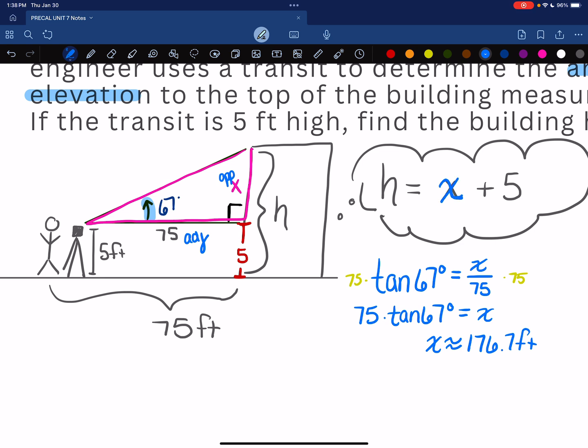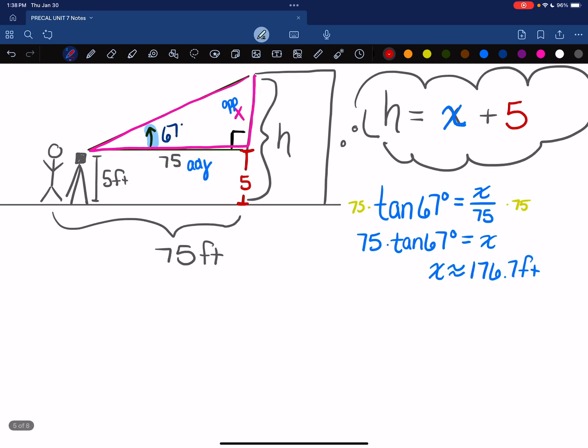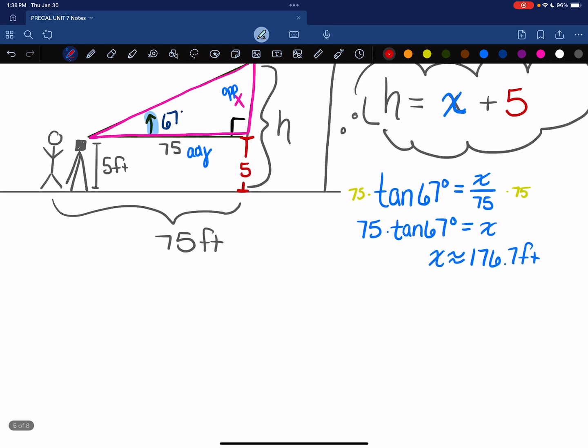Now that is just x. But what do we need to do to that? We need to add 5 to it because that transit was taking a measurement 5 feet above the ground. And x is only starting at the height of the transit and going up. So the height of the building is actually going to be 176.7 plus 5, which means the height is 181.7 feet.